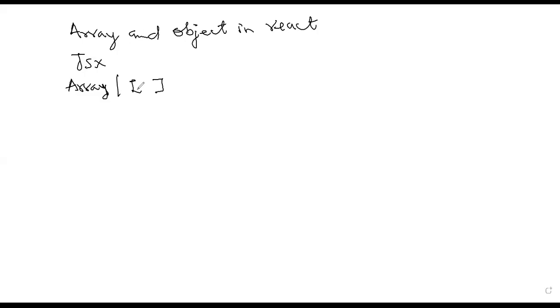So if you want to write an array, you use a square bracket. And the items you want to put in the form of a list, you enter them inside the square brackets. Usually, array is assigned to a variable.